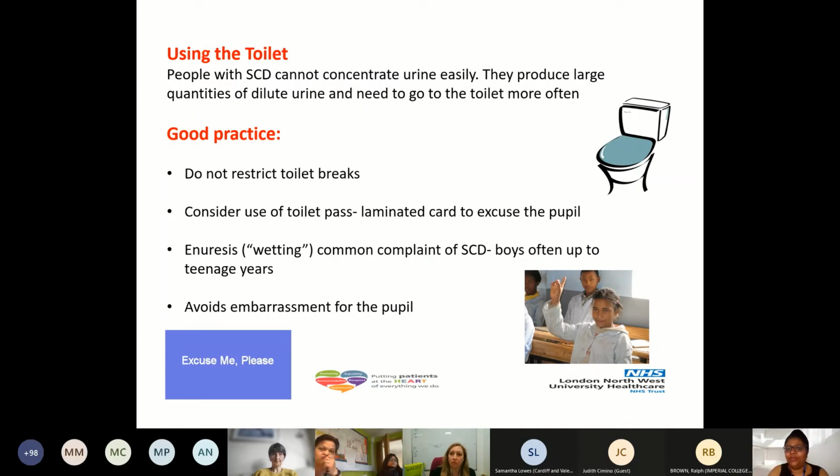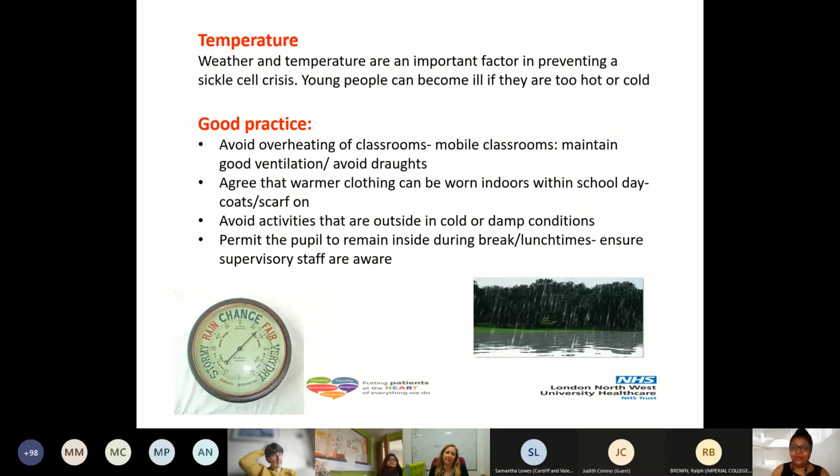So once you're aware they've got sickle cell and they're drinking plenty, they need a toilet pass to sneak out of class very quickly and come back. Okay, so you can see temperature. Remember we said the trigger factors, the extremes of temperature, too hot, too cold. So it's good practice not to overheat the classroom, maintain good ventilation, avoid drafts.